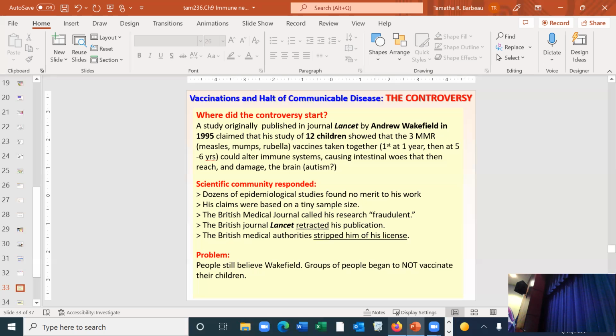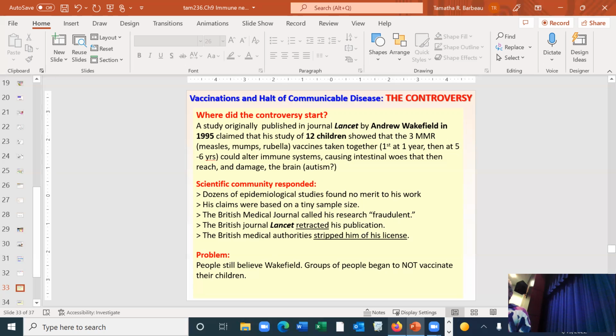But when the scientific community tried to repeat his study, they couldn't find it. They said, no, we don't find that at all. So that puts big doubt into the scientific community when someone replicates your study and they don't find what you find.